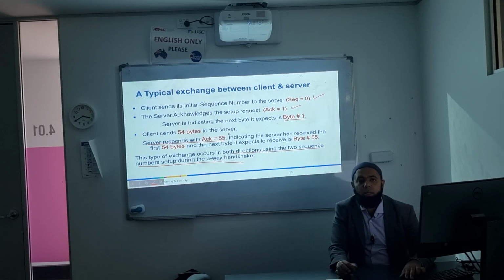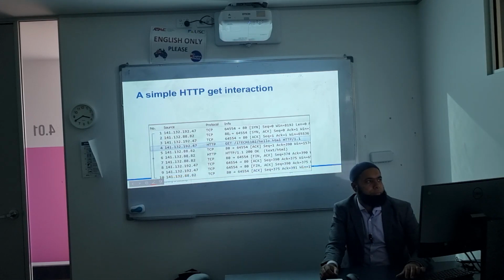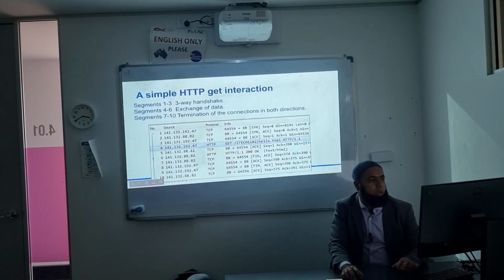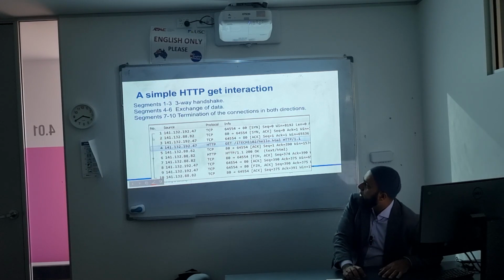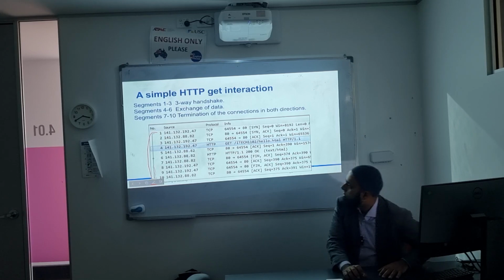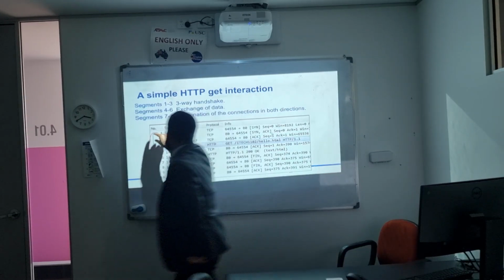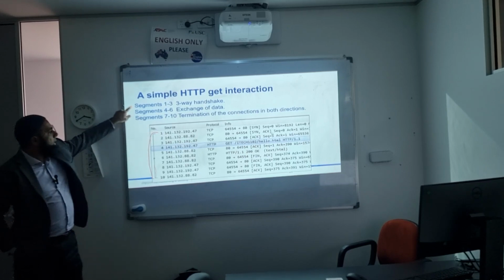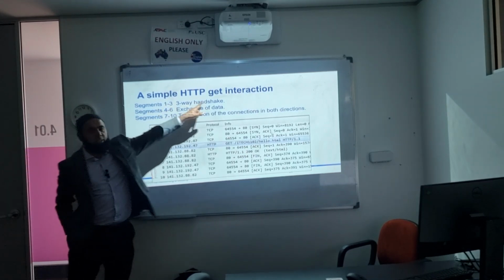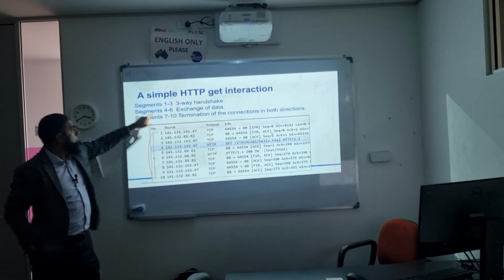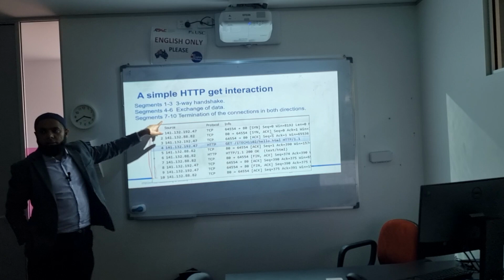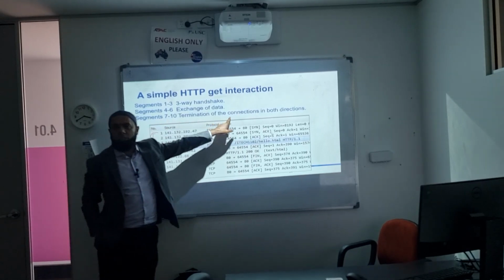So this is known as a TCP three-way handshake. See this example in the Wireshark, which we'll do in the lab as well. In this example, there are a total of 10 different packets, 10 different segments, sorry. Packets 1 to 3 are for the three-way handshake first, 4 to 6 the exchange of data, and 7 to 10 the termination of the connection.